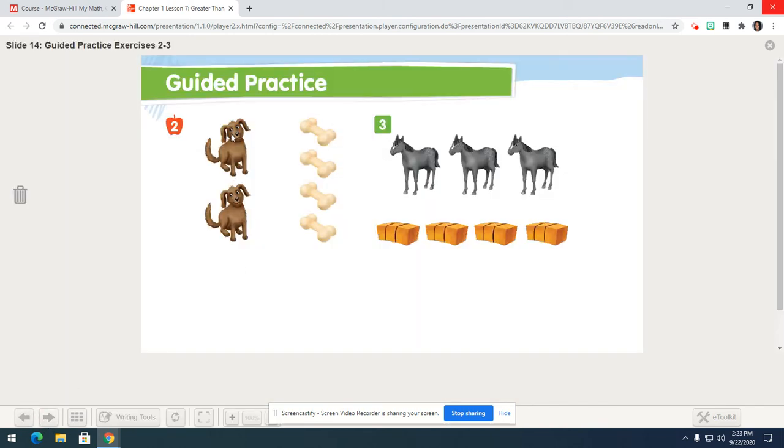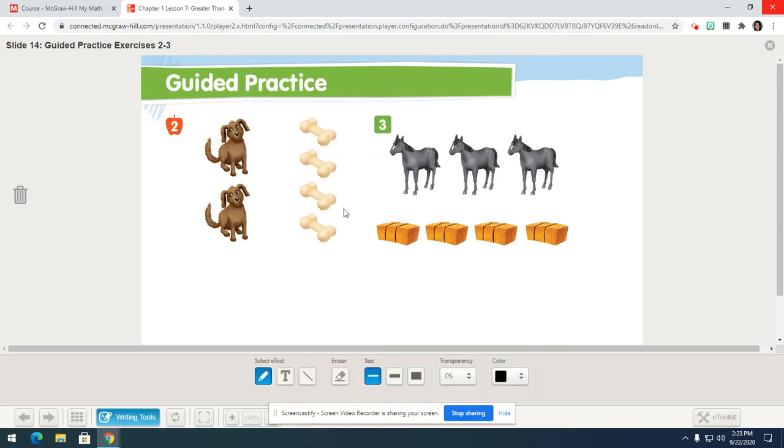All right, so in this picture, I see how many dogs we have and I see how many bones. But in order to see which one is greater than, we need to count them. Count how many dogs you see. 1, 2. Good, write the number 2. Around, down, and out.